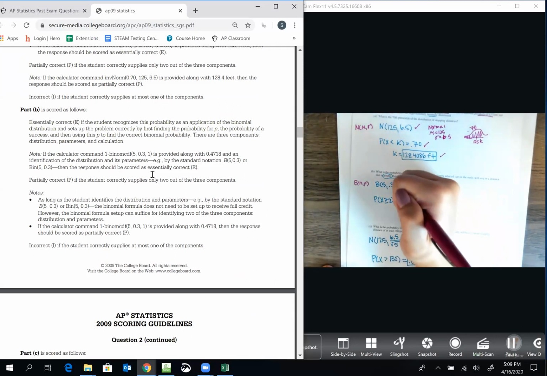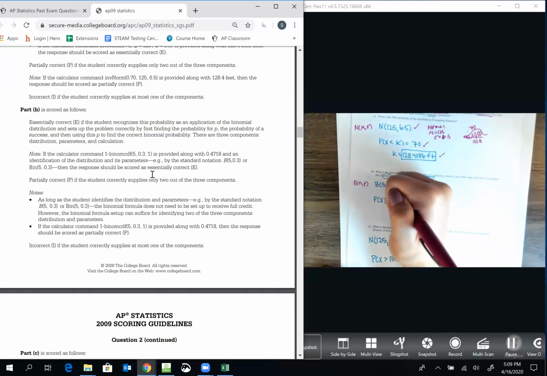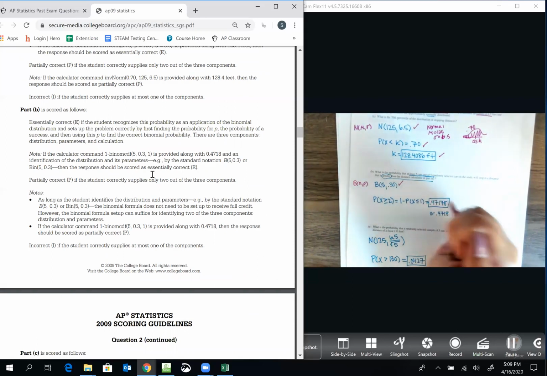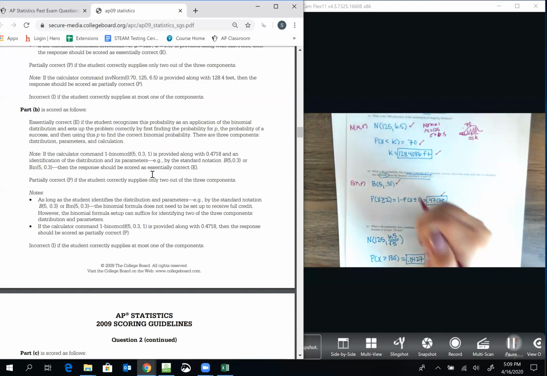So that's what this part is. I recognized that it was binomial. I got my 0.3. This shows my answer and then my calculations.